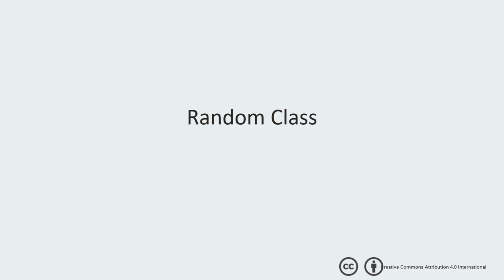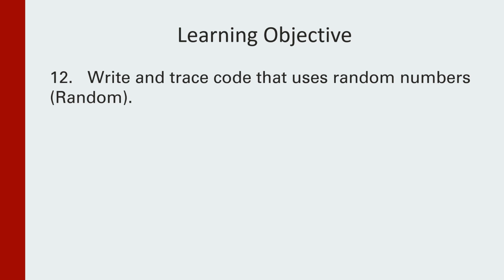Everyone. Today we'll be talking about the Random class. Random class is covered under Learning Objective 12: Write and trace code that uses random numbers. The capital R Random. Now, the Math class actually has a random method.